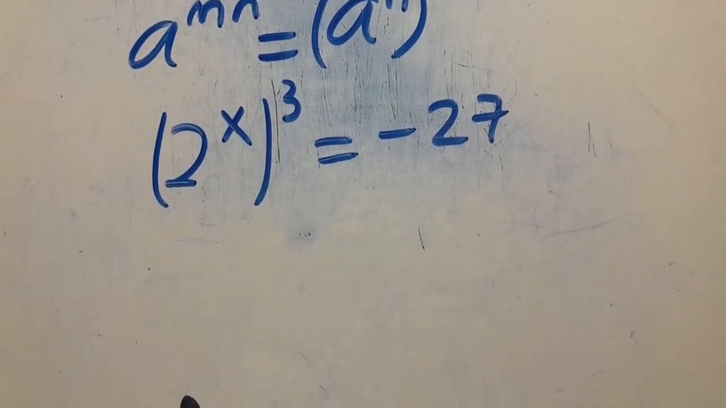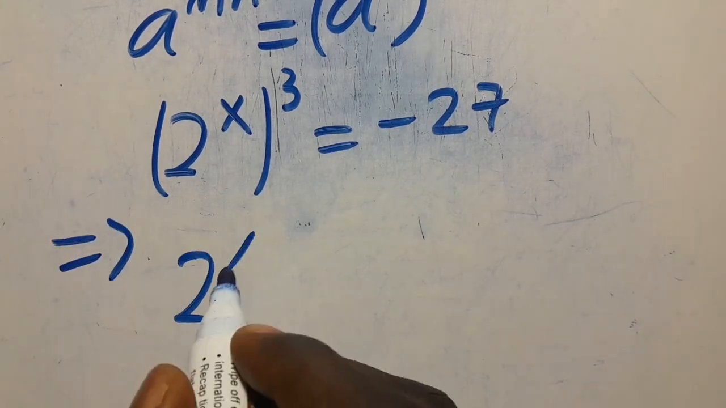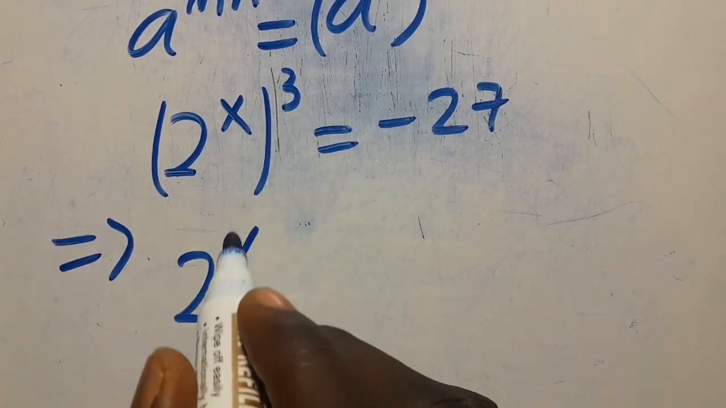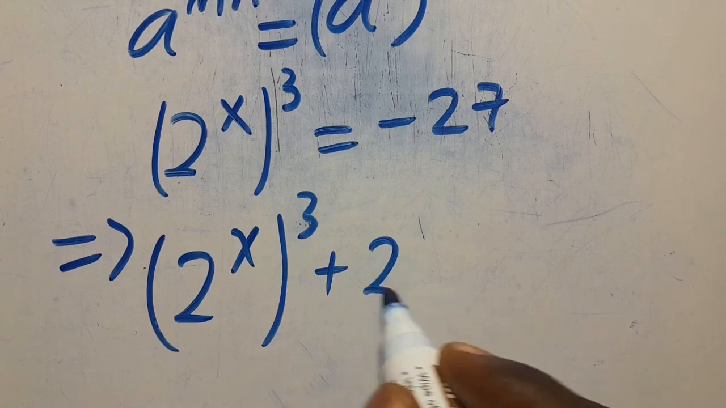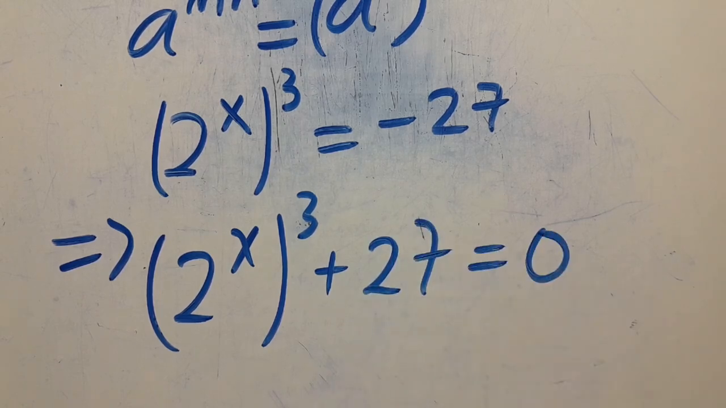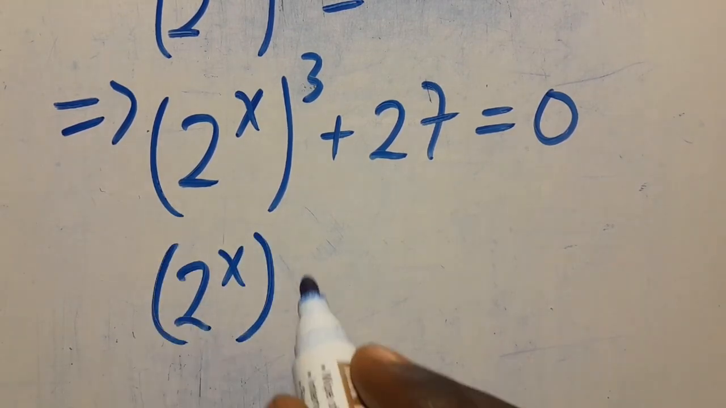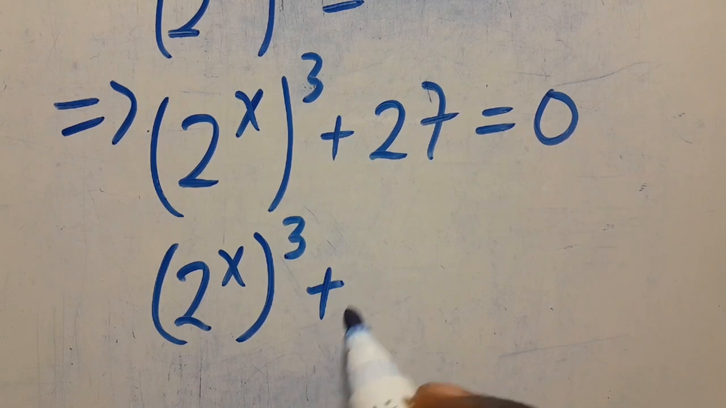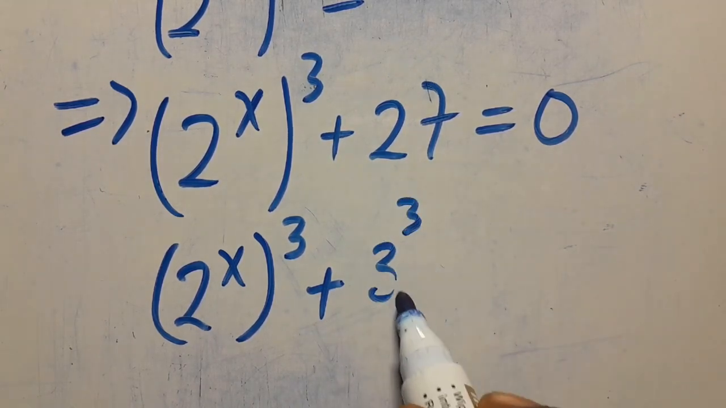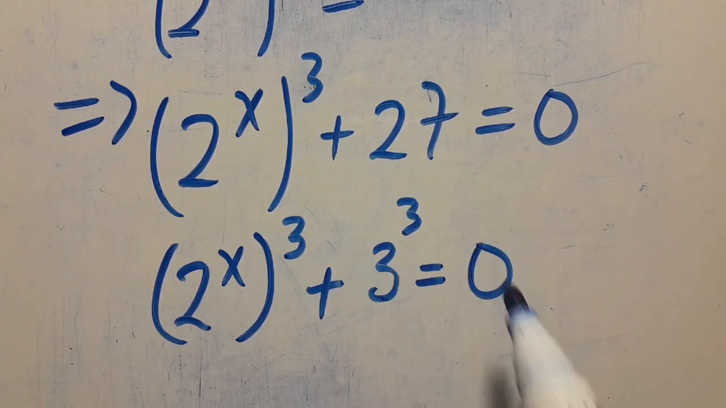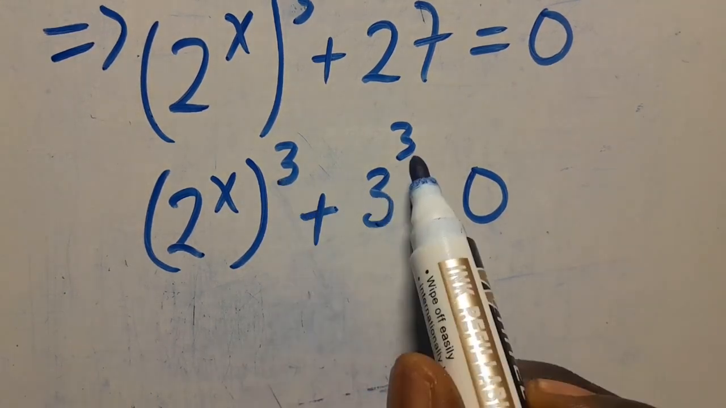So from here, let's take this 27 to the other side. We're going to have 2 to the power of x in parentheses to the power of 3 plus 27 equals 0. So we have 2 to the power of x in parentheses to the power of 3. Then let's write 27 in base 3 as 3 to the power of 3. Then let's set everything equal to 0. This one has power 3, this one has power 3.